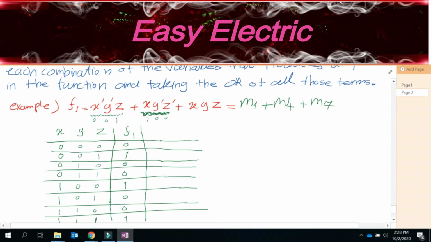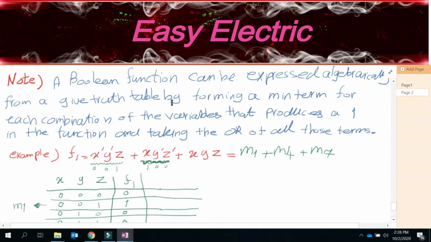What is important here, just check where this function is 1. So if I consider this a minterm, which minterm should this row be? What's the number for this minterm? Should be M1, right? How about this? This is which M? This is M4, okay? And how about this, where the function is 1? So this is M7, okay?